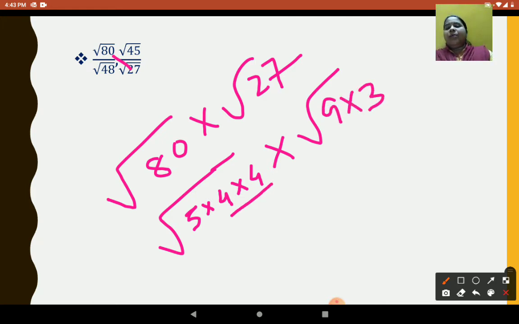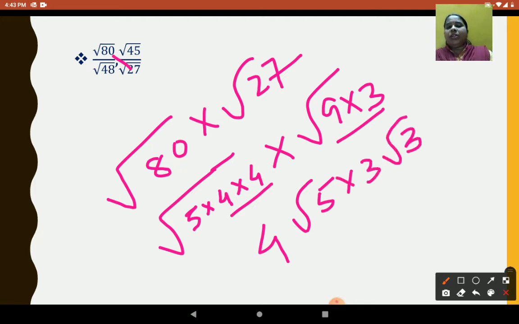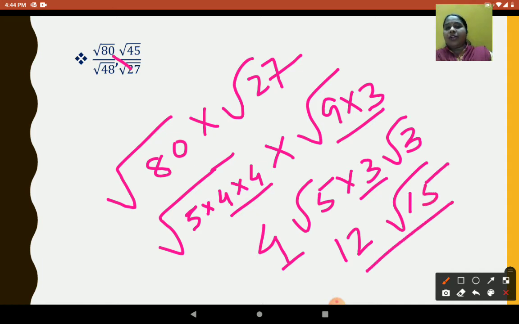From here what will come out? 4. This will be root 5. From here what will come out? Square root of 9 is 3, and root 3 will be in the root sign, right? Now 4 3s are 12 and this is 5 into 3, square root of 15. I am telling you, no hard and fast rule that you have to do it like this only. This is one of the ways of doing it, right?